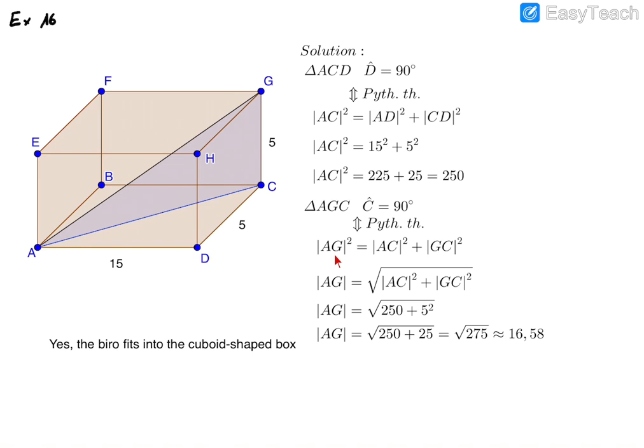So now, Pythagorean theorem in the blue right-angled triangle, right-angled in C. And then you notice that AC squared we can replace by this 250, and that's how we get 16.58, and therefore the biro fits in the cuboid-shaped box.